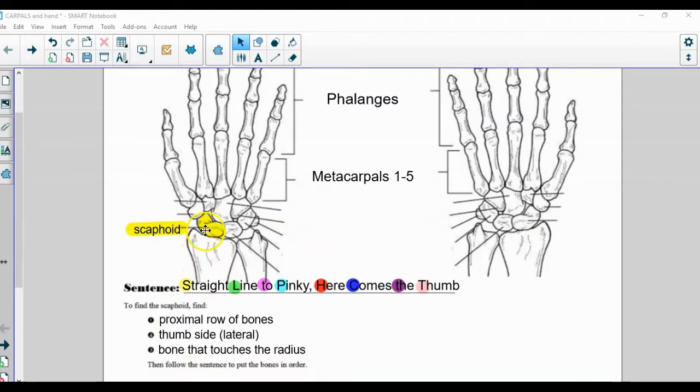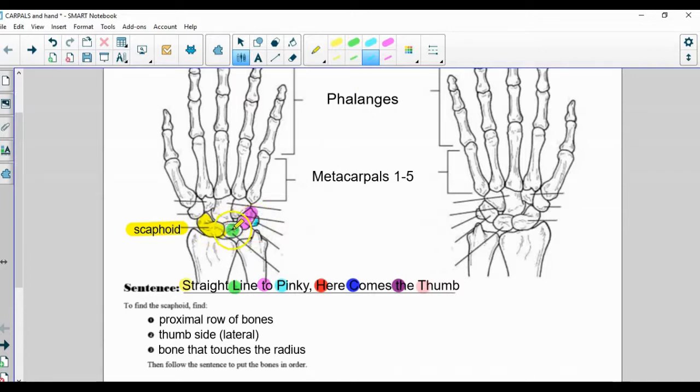From here, we're going to go straight over to the pinky. If you follow the direction given to you in this sentence, straight line to pinky, you're going to be able to name those first four bones. So straight line, if I move over one bone, I can find my lunate, the one that starts with L. And then move over one more and I can find my triquetrum, the one that starts with T. And then the last little one here is the pisiform bone.